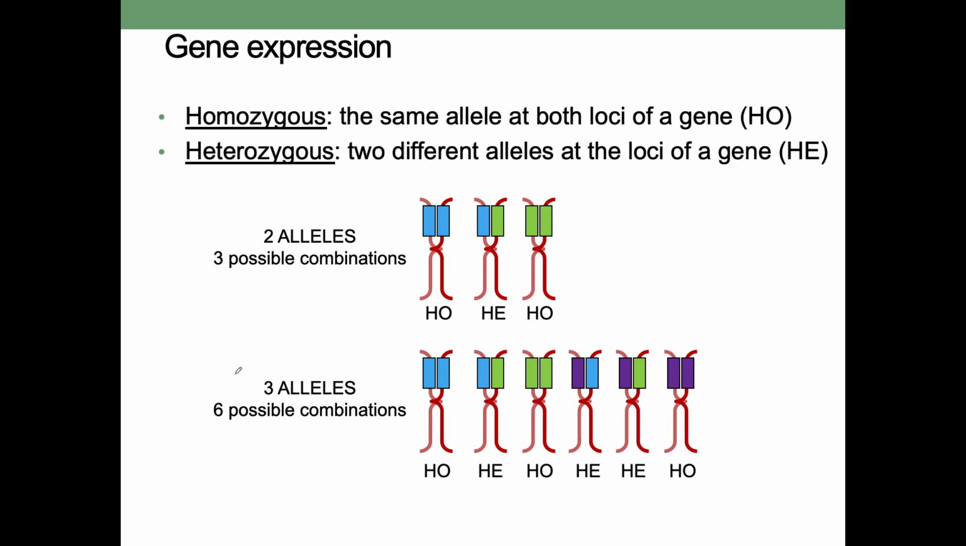If, in this hypothetical scenario, there were three versions of a gene, three different alleles, then there are now six possible combinations, right? You can be homozygous for blue, homozygous for green, homozygous for purple, the new allele, the new variation, or you can be heterozygous blue-green, heterozygous purple-blue, and heterozygous purple-green.